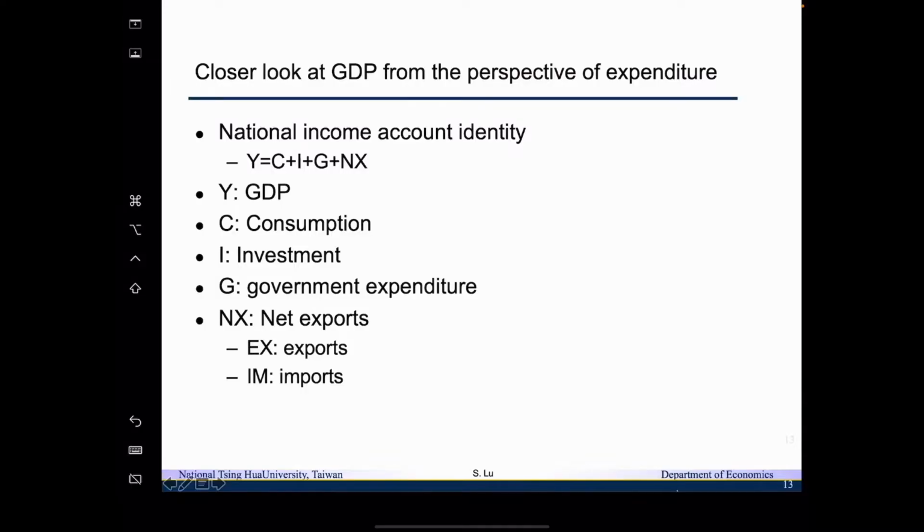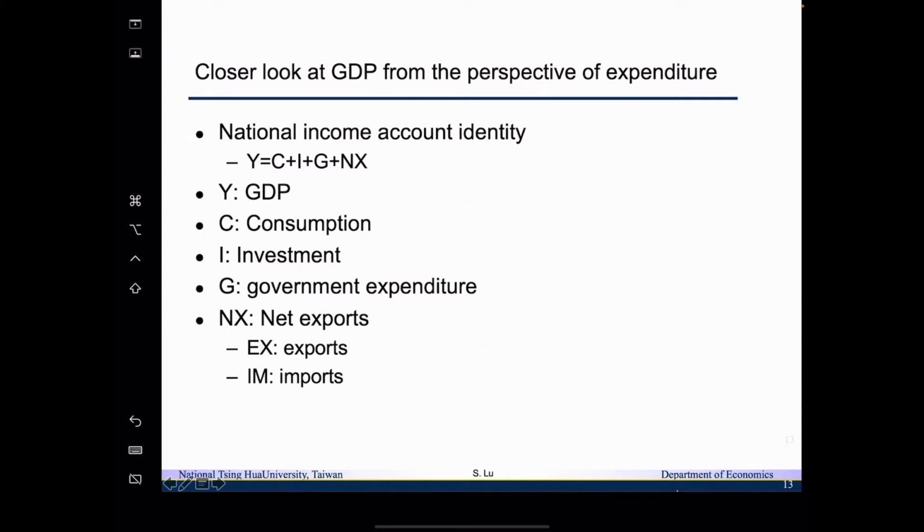Now, let's look at the detail of GDP from the perspective of expenditure. If you may recall from what you learned in principles of economics, we learned something called the national income account identity. Sometimes it is called the income expenditure identity. We say that Y equals C plus I plus G plus NX.